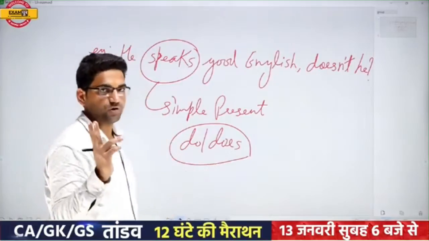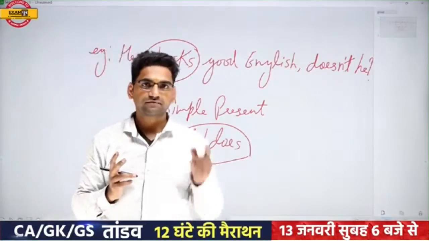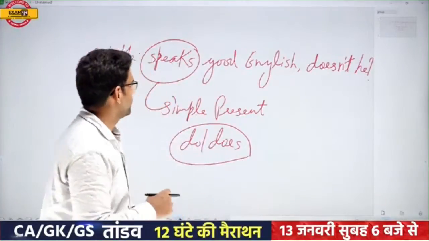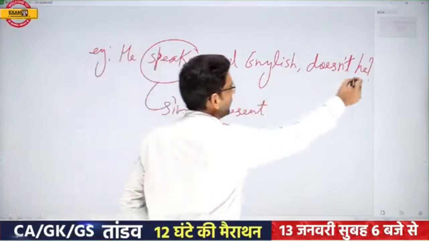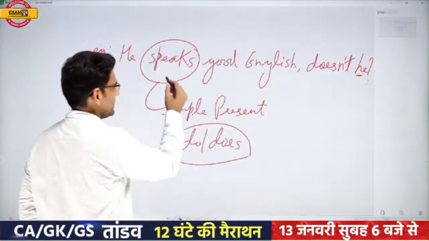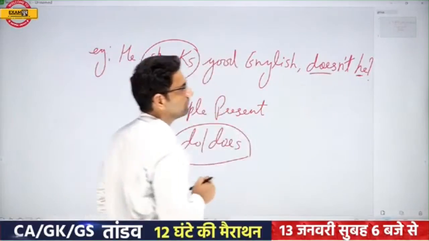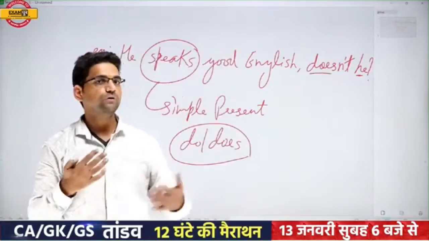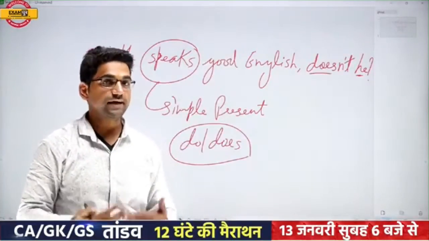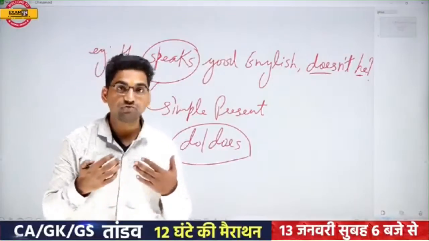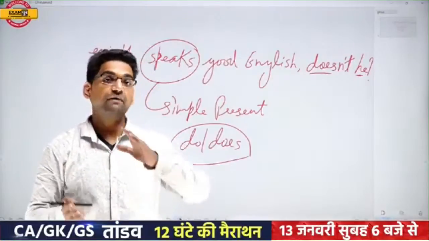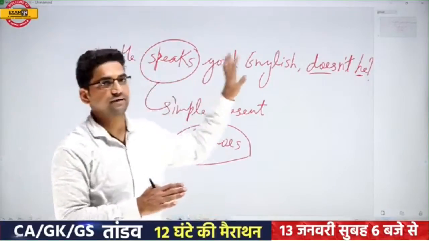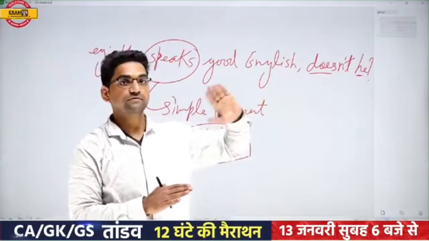So two things are very important when forming the question tag: subject and tense. Because of the subject, you will find the pronoun, and because of the tense, you will find your verb. So he speaks good English, doesn't he? That's how you confirm your statement. That's why I said question tags are confirmatory statements, and they have opposite relations with the sentence. If the sentence is positive, the question tag is negative, and vice versa.